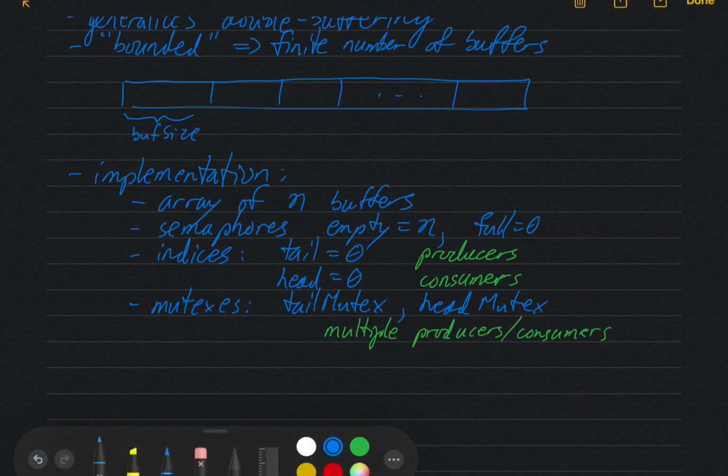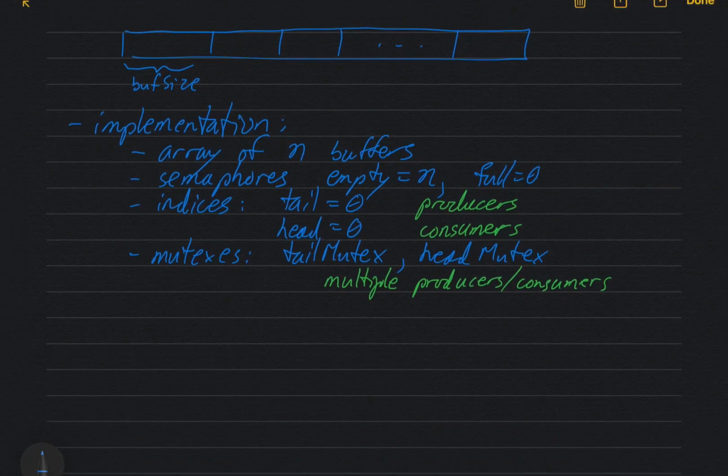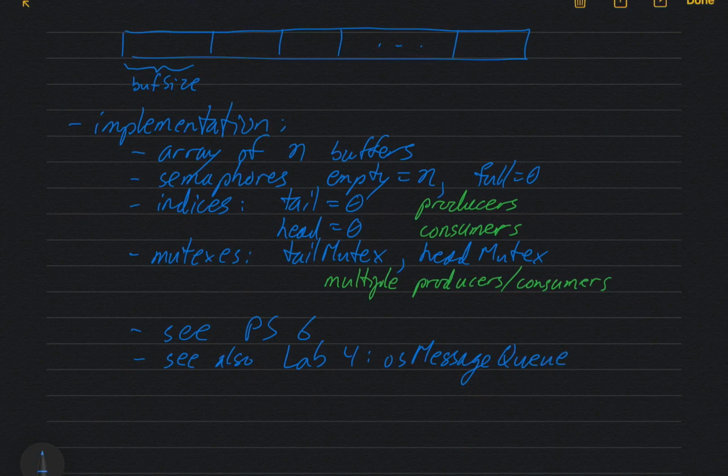So for the implementation, I'm going to say C problem set 6 again, so you get to do this, and see also lab 4, and that's where you use the OS message queue. So that is the RTOS2 implementation of a bounded buffer. And next we're going to start looking at how big do your buffers need to be.